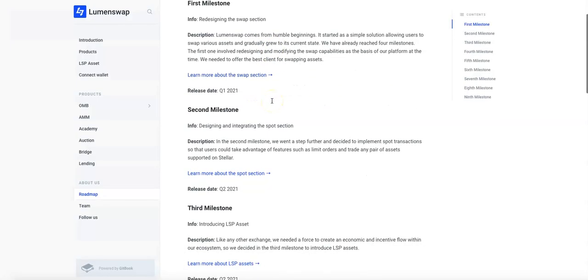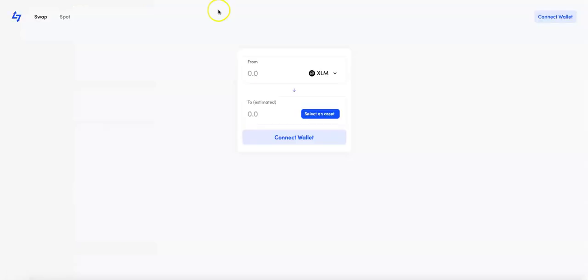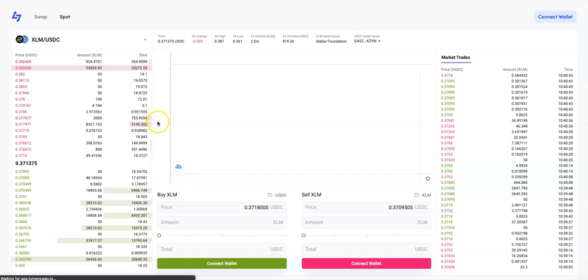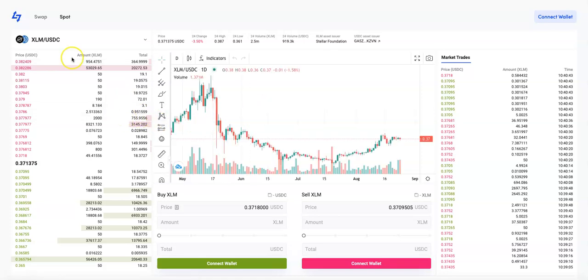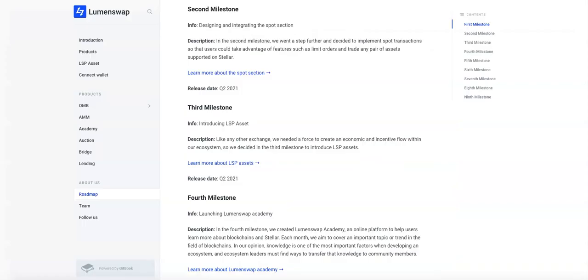That was the first one, just redesigning that. The second milestone, designing and integrating the spot section. If we go back across here, we can click onto the spot. Here we go. What we've seen is we've got the order book and we're able to place limit orders, okay, in the spot section, depending on which one you prefer to use. You can obtain assets either way, with the swap or with the spot. And as I said, I will deep dive those for you to explain exactly how to do that a little bit later on. Yeah, that will come later.